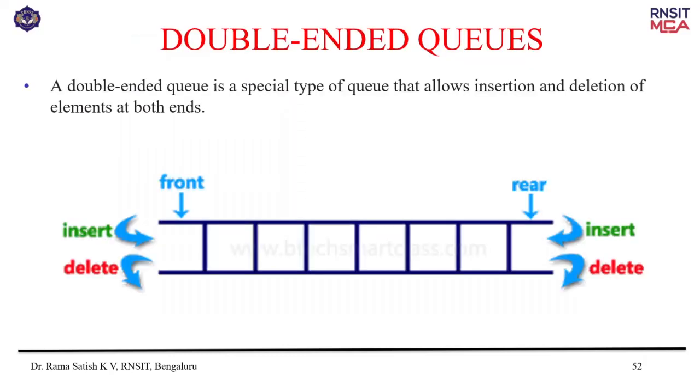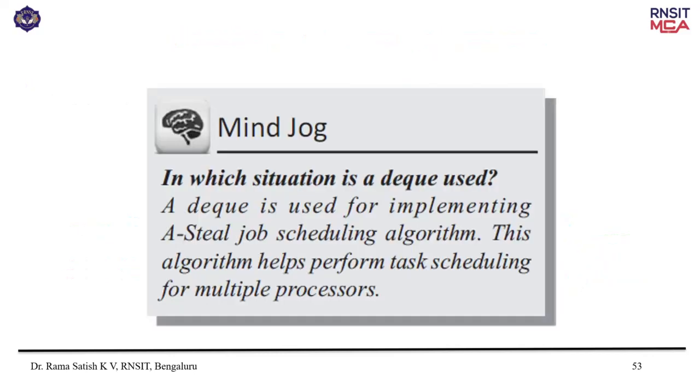Coming to today's topic, the double-ended queue. By looking at the diagram itself, you will understand that a double-ended queue is a special type of queue that has the features of inserting and deleting at both the ends. Inserting and deleting elements at both ends is what a double-ended queue is all about. And of course, you have to write a C program and implement this, right?